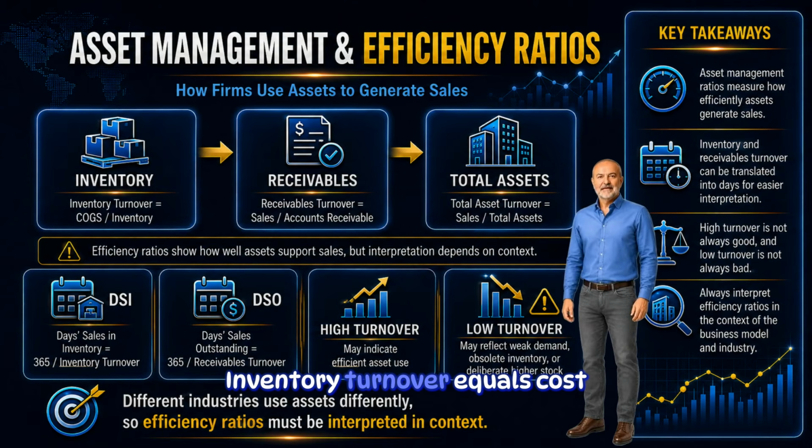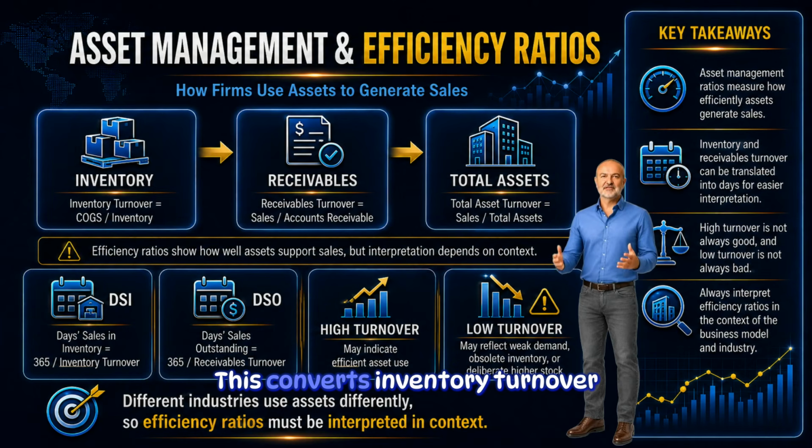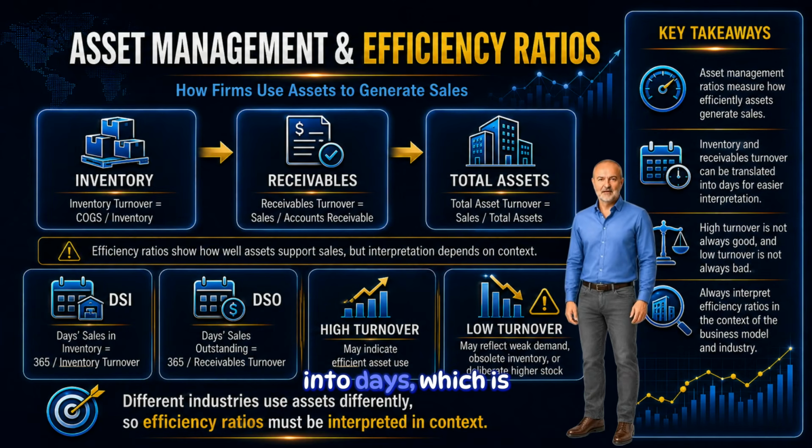Inventory turnover equals cost of goods sold divided by inventory. It measures how quickly inventory is sold and replaced. Days sales in inventory equals 365 divided by inventory turnover. This converts inventory turnover into days, which is often easier to understand.